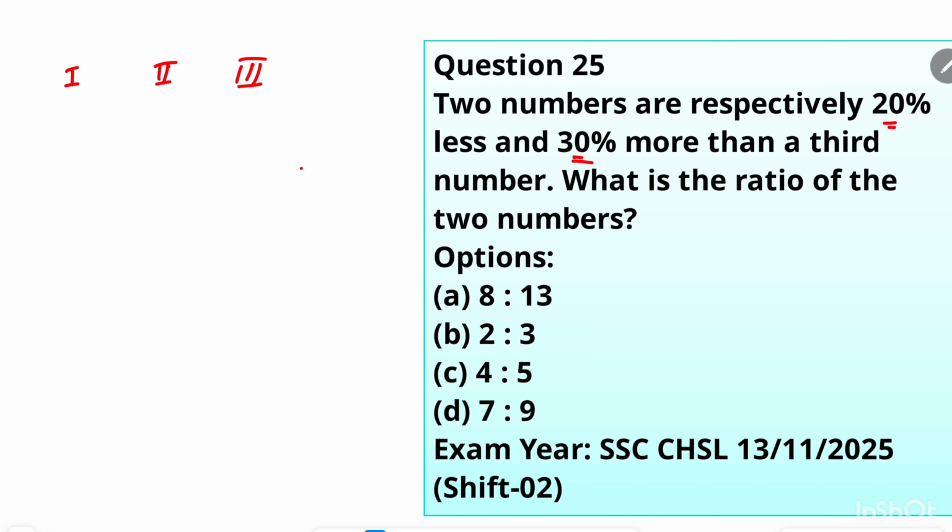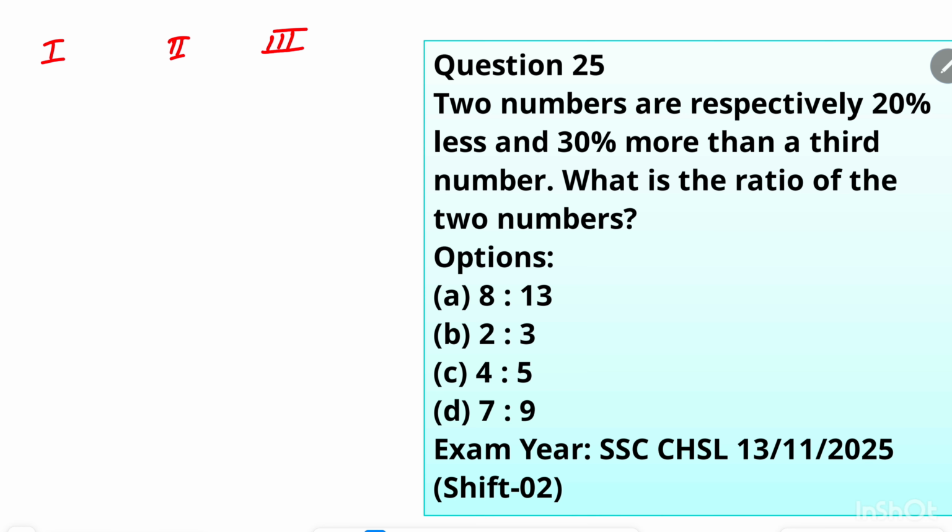We have to let one number, and then with respect to it, if we suppose some number like 100, in respect of the third number we can also write another number, because the question has been given in respect of the third number. I hope you understand, the two numbers are respectively, one is 20% less and another is 30% more than the third number. So how can we write that, right? The first number, okay, let me erase this. First number, second number and third number, right?